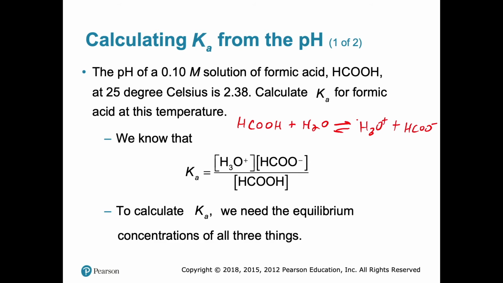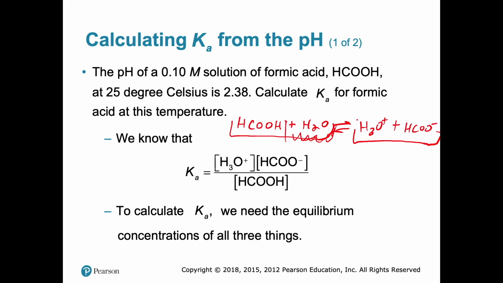But usually with these monoprotic acids, monoprotic means one-proton acids, it's always a 1-to-1 ratio. So this part right here will be at the top of the expression, the H3O plus and the HCOO minus, the formate ion. And then on the bottom will be the acid and the water, but you don't have to worry about the water. It's just going to be the acid.